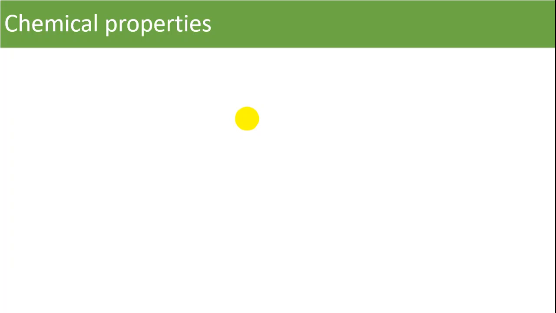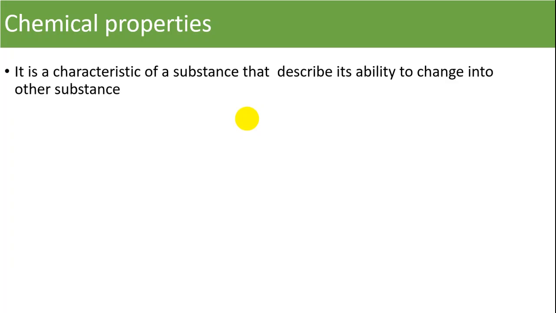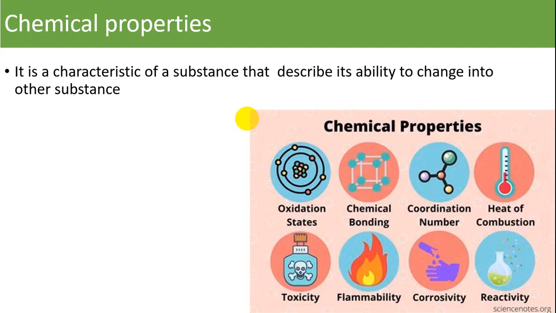The other kind of property is called the chemical properties. The chemical property is a characteristic of a substance that describes its ability to change into other substances. So chemical properties are related to chemical reactions, related to how we can change the substance from one phase to another phase, from one form to another form, from a substance to a new substance. So once we produce a new substance, this is a chemical property.